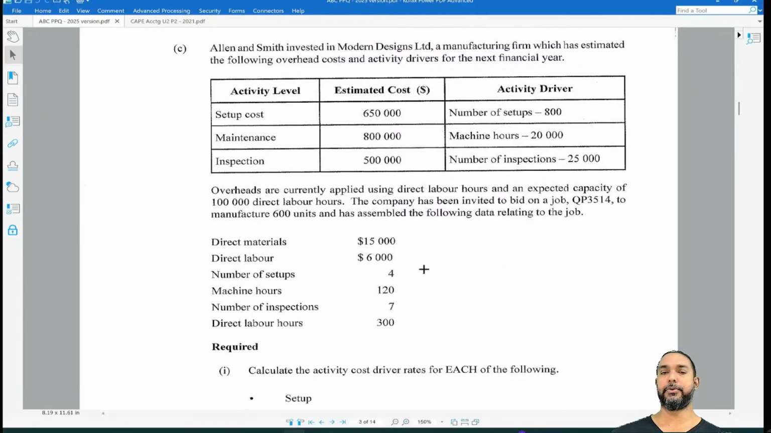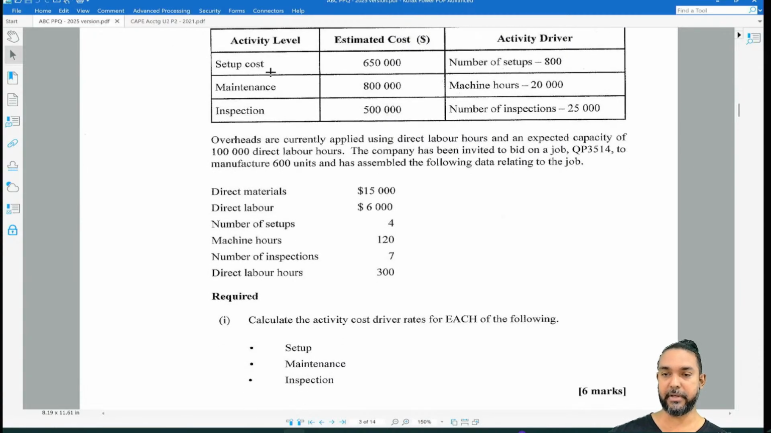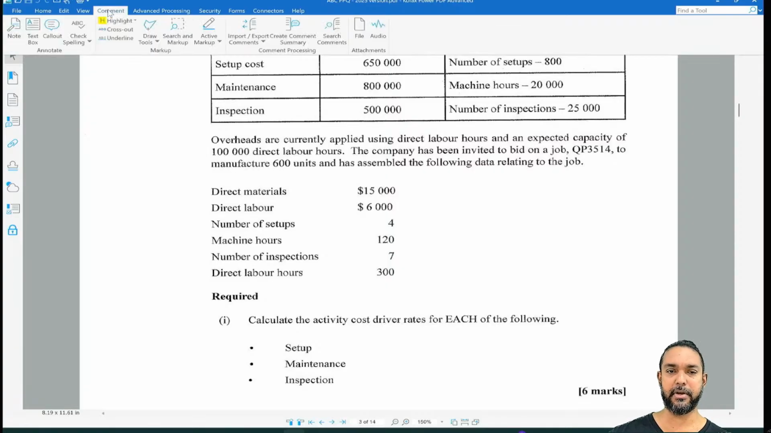Okay, so Allen and Smith invested in Modern Designs Ltd, a manufacturing firm which has estimated the following overhead costs and activity drivers for the next financial year. Okay, so we have activity level. I don't know why it says activity level. It should just say activity, so I'm going to cross that out because it's annoying to me.